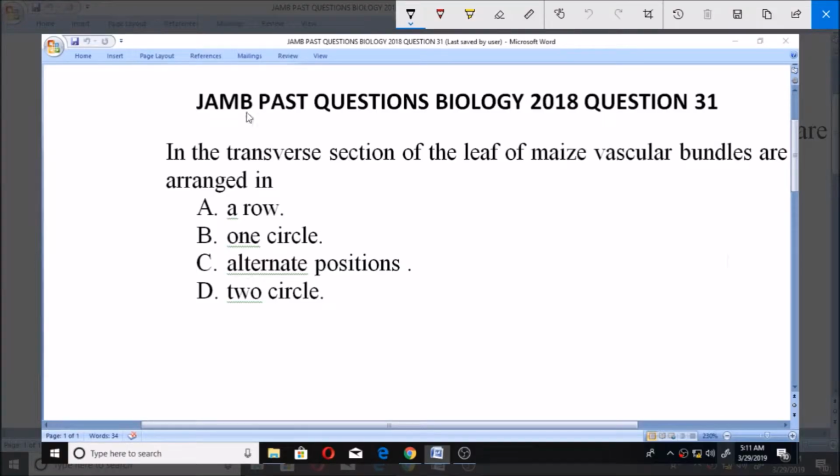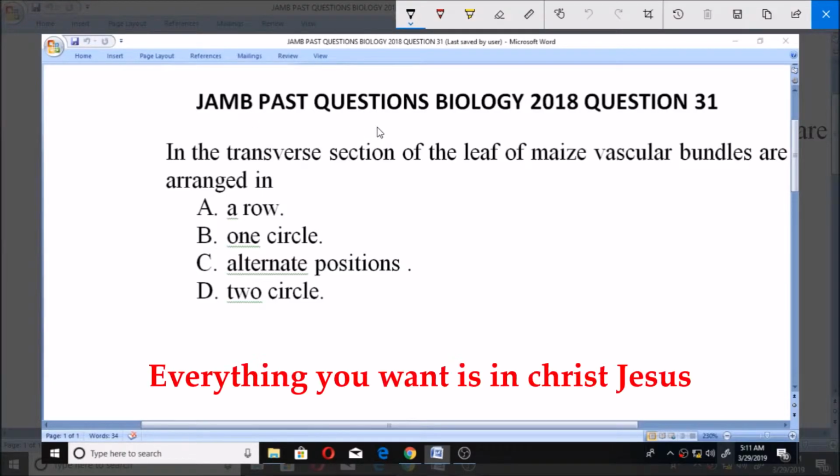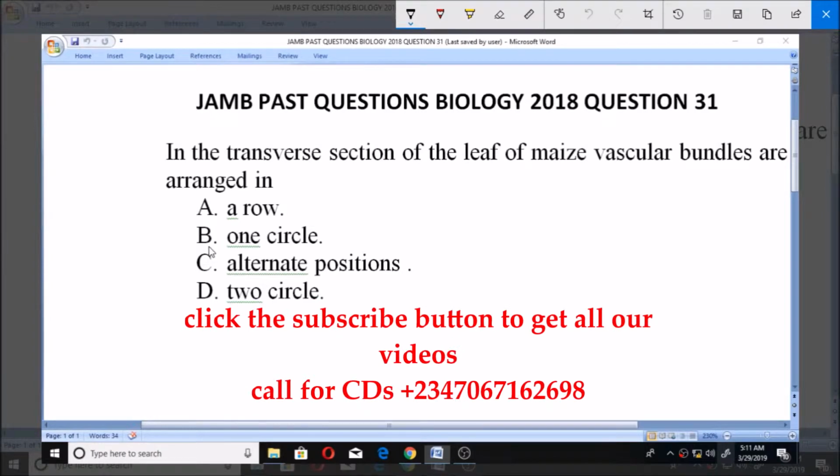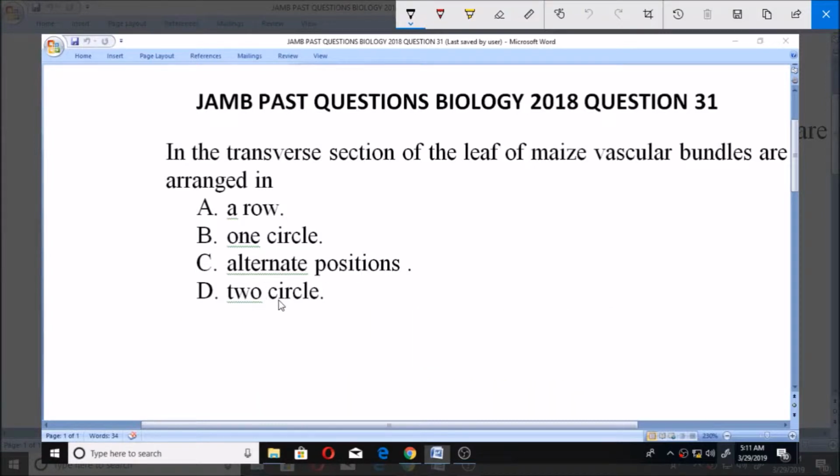Let's look at these JAMB past questions, biology 2018. Question number 31. In the transverse section of the leaf of maize, vascular bundles are arranged in: A, a row; B, one cycle; C, alternate positions; D, two cycles.